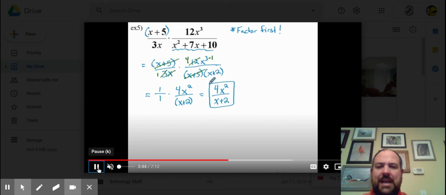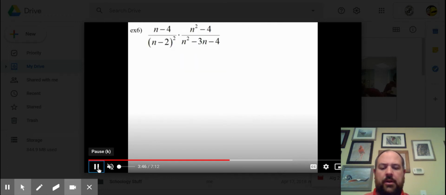I want you to try number 6 here on your own. So you can see the problem there. It's (n minus 4) over (n minus 2) squared times (n squared minus 4) over (n squared minus 3n minus 4). If you want to pause for a second, remember you want to factor the expressions, especially in the second fraction. And then we want to look at what are the common quantities that we can cancel out. So go ahead, try this one on your own.